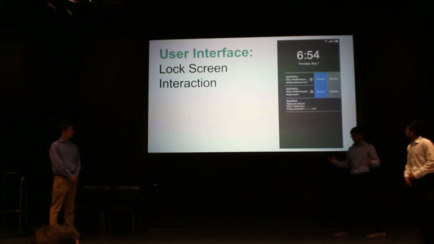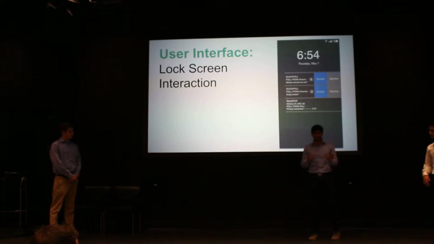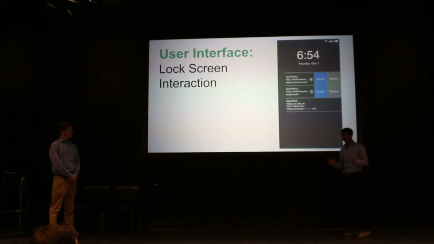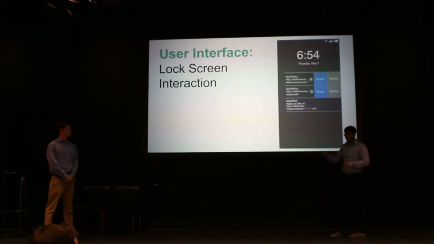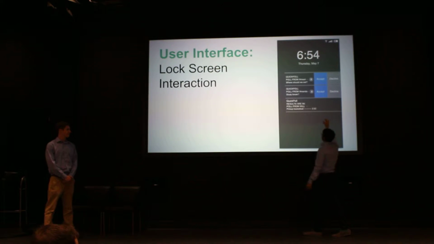So what happens when a QuickPoll is actually sent out? This is where the real magic of QuickPoll happens, because everything happens without you even unlocking your phone. So straight up on your lock screen, you get a notification, and it'll say who the poll is from, what it's about. With a simple swipe, you can either decline it if you don't want to take part in it, or you can accept if you want to.